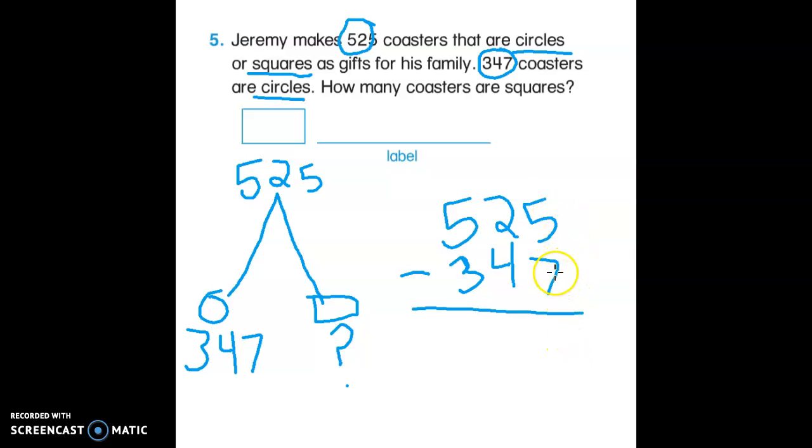5 take away 7, can't do it, so we have to borrow. My 2 becomes a 1, my 5 becomes 15.